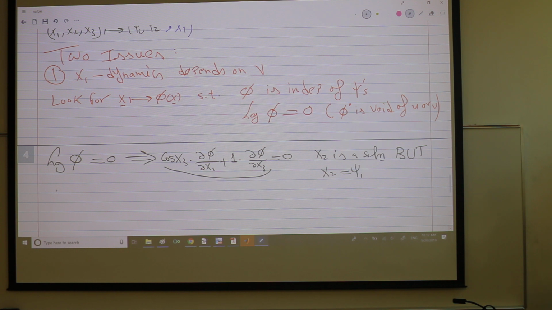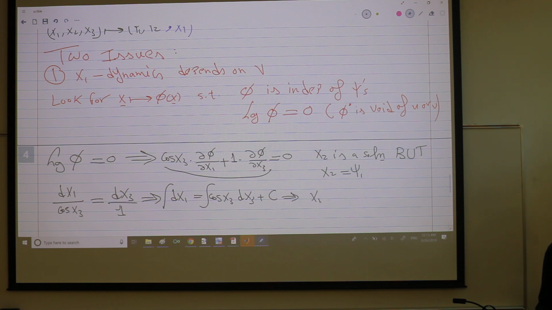How do we do it? dx1 divided by the coefficient of derivative with respect to x1 equals dx3 divided by its coefficient, right? And phi is constant on this equation, on this surface. We'll do separation of variables, so dx1 is cosine x3 dx3, integrate, have a constant, so we have x1 equals sine x3, right, plus a constant. We can just move this guy here and have this guy equal constant and actually ignore the constant.